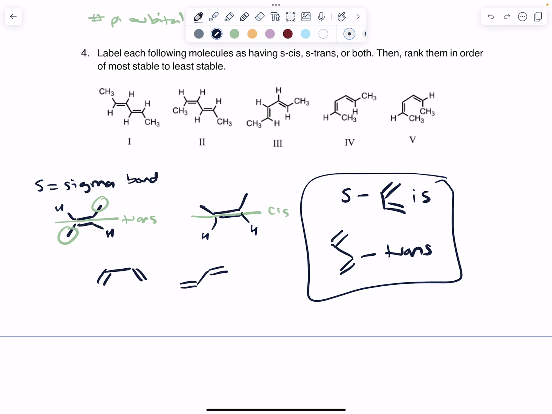So I would say this is S trans, and I saw a lot of people just writing cis or trans here, but make sure to write S cis or S trans, because if you just wrote trans or cis on the test, it would be wrong. So I would say all three of these have that C shape, so all three of these are S cis, and the first two are S trans. And now we're trying to see which ones are most stable or least stable. Well, as a whole, S trans is more stable than S cis.